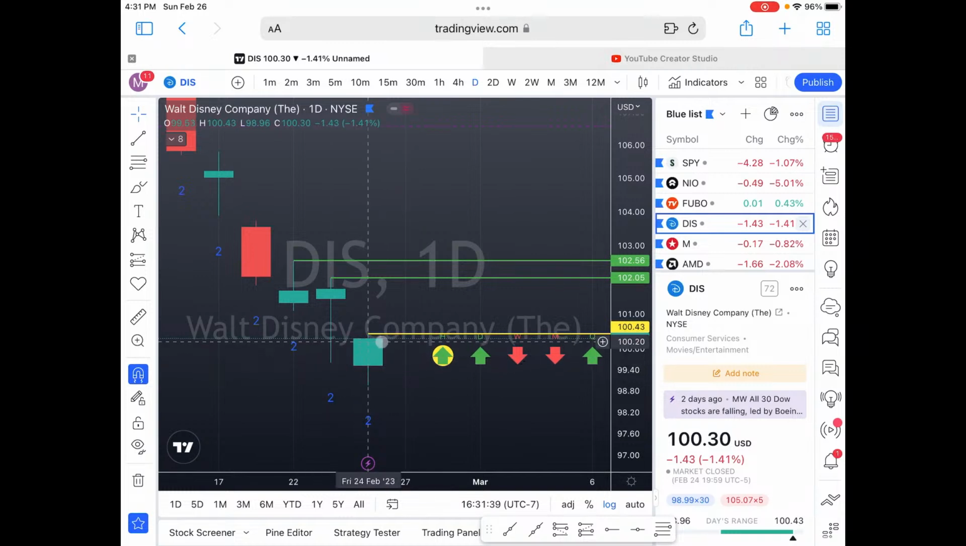We have a 2 down green. If it triggers here at $100.43, we're going to look for calls, just like we would have here and just like we would have here, but it didn't happen that way. Okay, so we're going to look for calls on Disney. We're going to look for it to trend back to the upside.